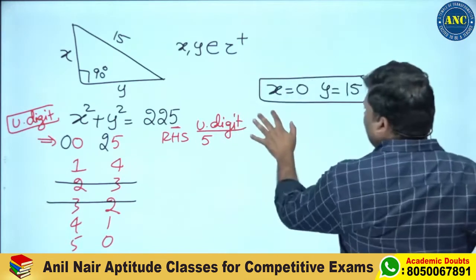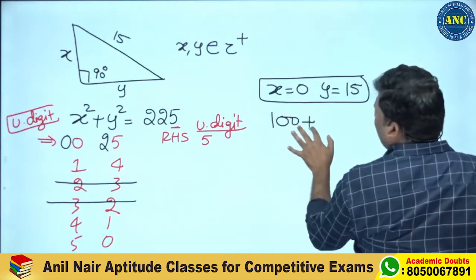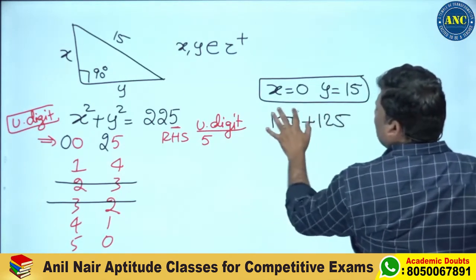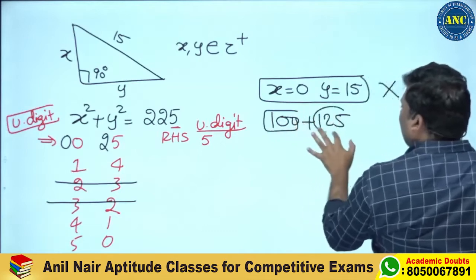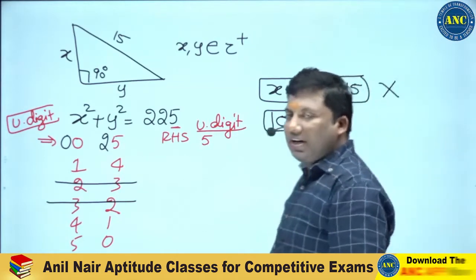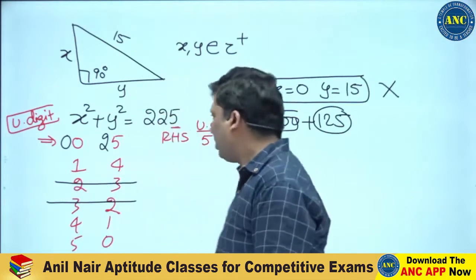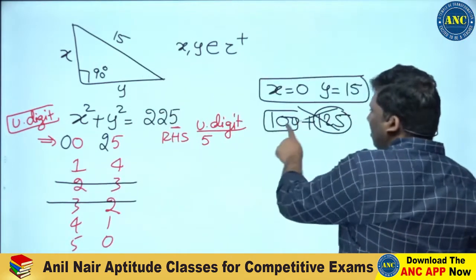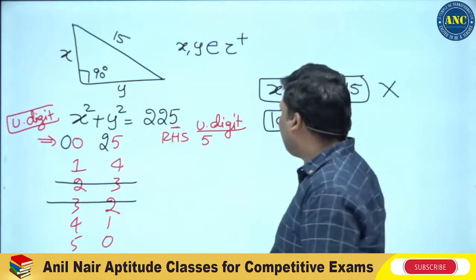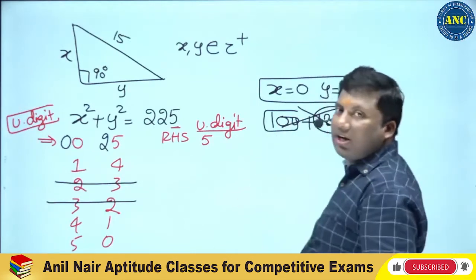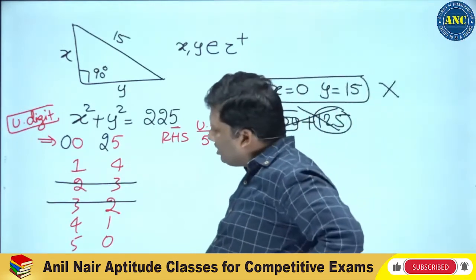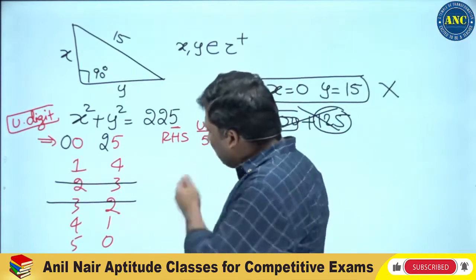So can I take 100 plus 125? 100 is a perfect square, and y square would be 125. If it is a perfect square, its digital sum should be 1, 4, 7 or 9. So this case is not possible. Only one case I will get. This case also is not possible, because the side is becoming 0. So this is not possible.